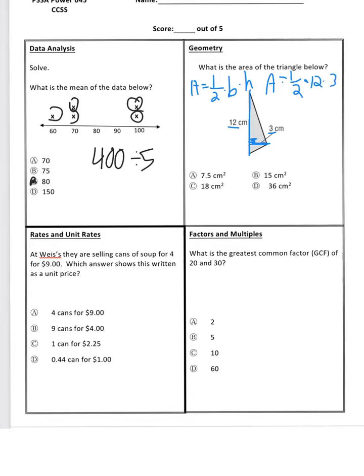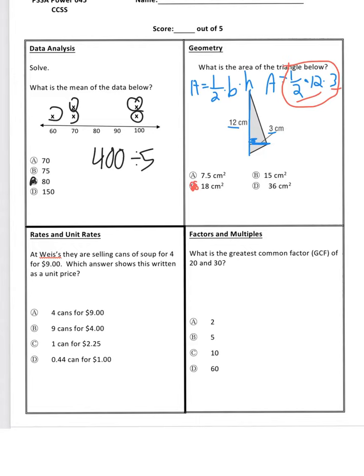Now you have a few options. You can just type that problem in your calculator. If you type in half times 12 times 3, you'll get the right answer. Or maybe you know what half of 12 is. Ashton, what's half of 12? 6. And what's 6 times 3? 18. So your correct answer is C, 18.